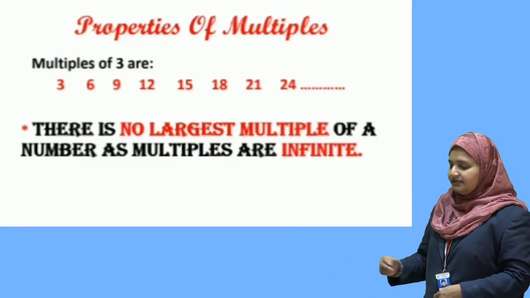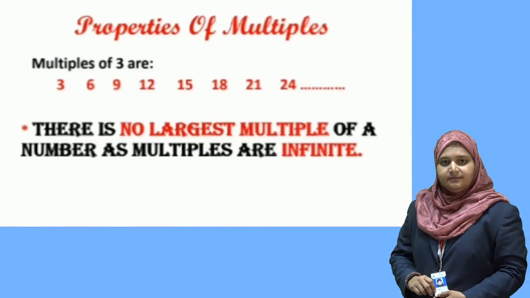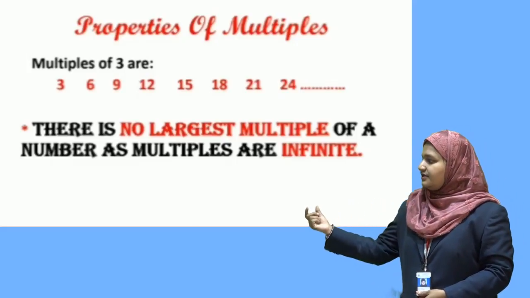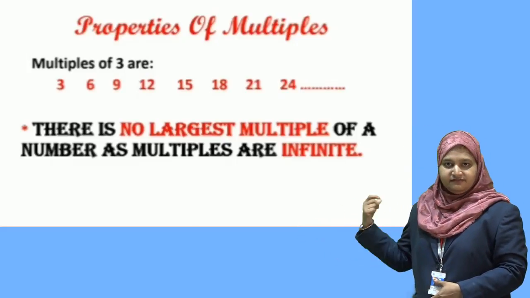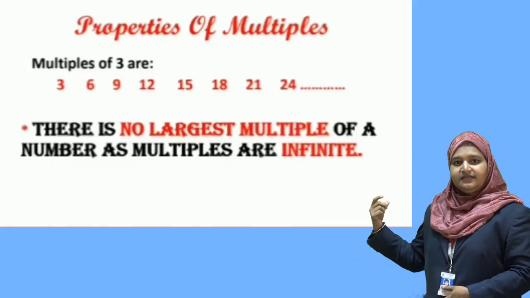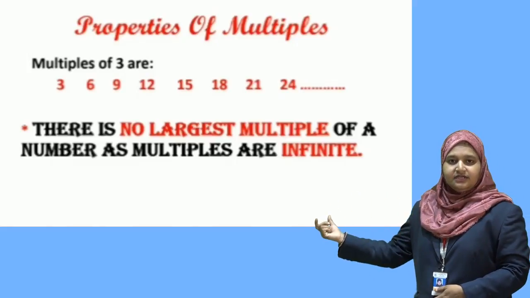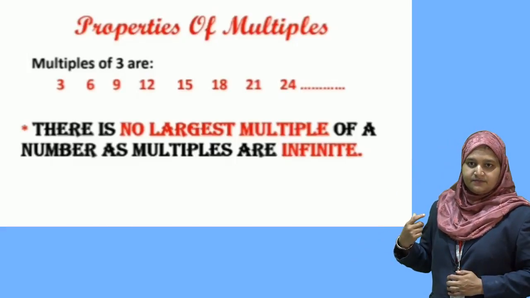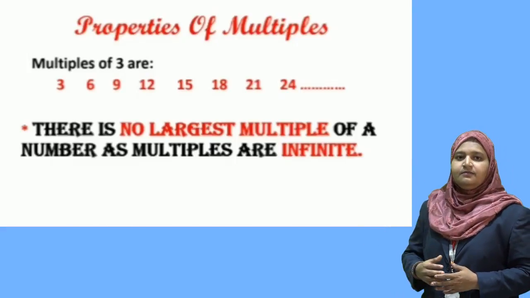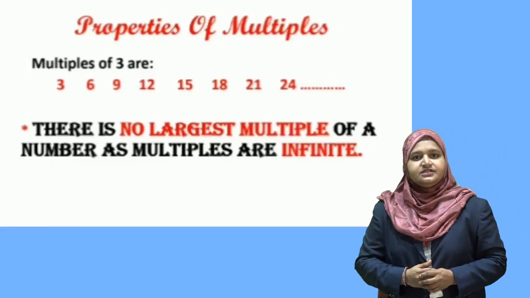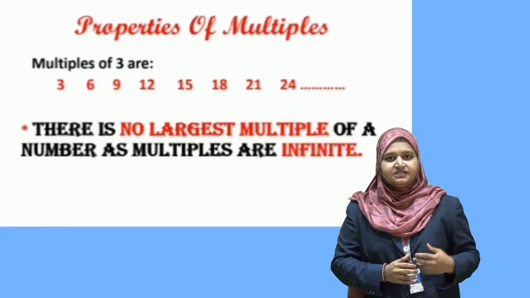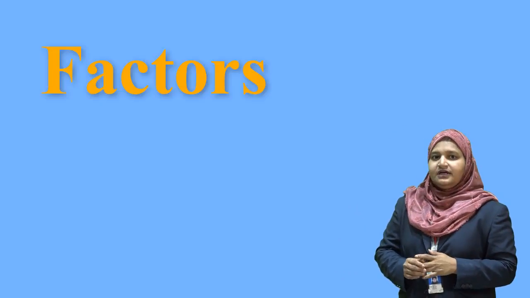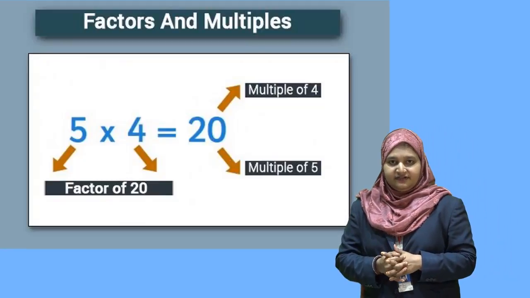The last one: multiples of a number are endless, infinite, you can say, because whole numbers are infinite. So when you multiply the given number by any whole number, it gives you infinite multiples. So this is all about multiples. Now let us move ahead with the next topic, that is factor. These two are related to each other, multiples and factors.